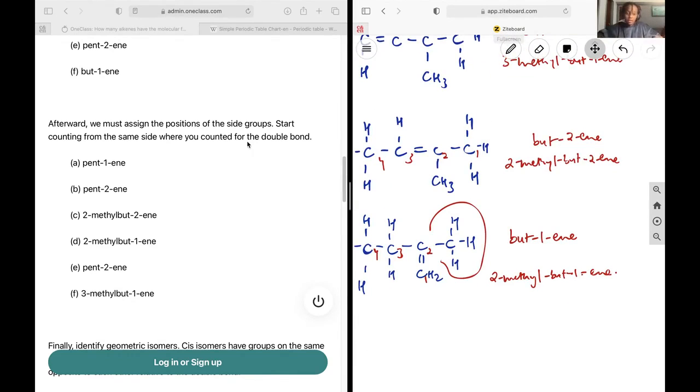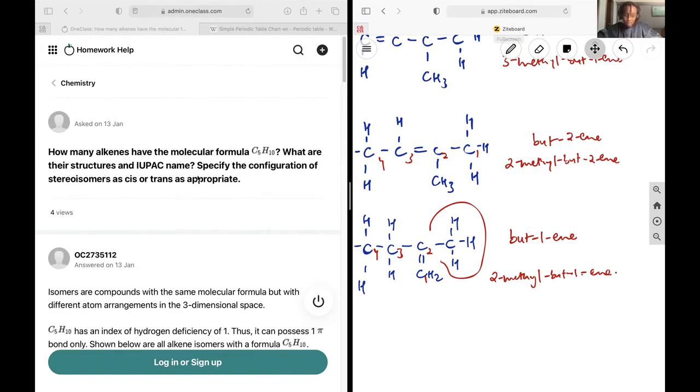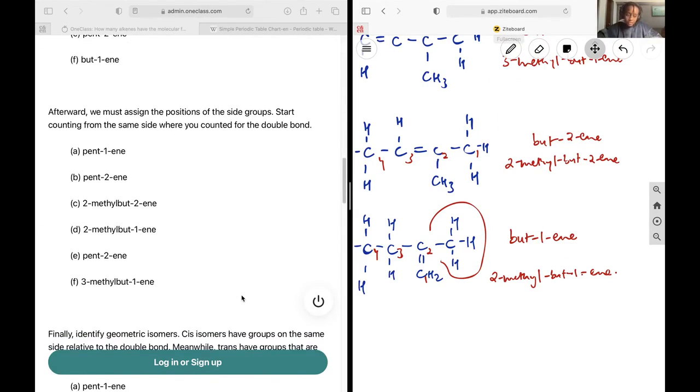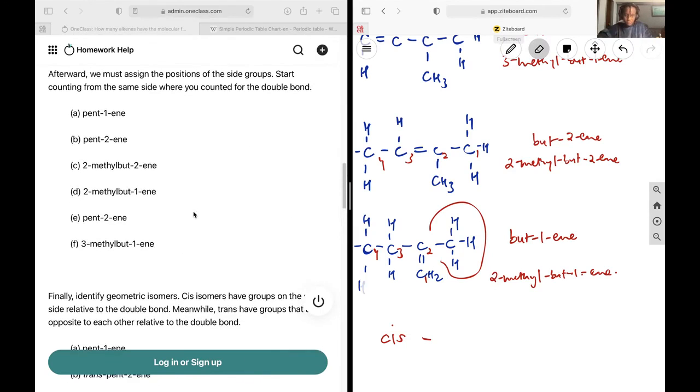So we've put in our side groups, where our double bond is, etc. Now I need to account for this last part, which is the geometric configuration. And so let's just write down what the individual ones are. Cis means that if I have a double bond, sorry, just one moment.